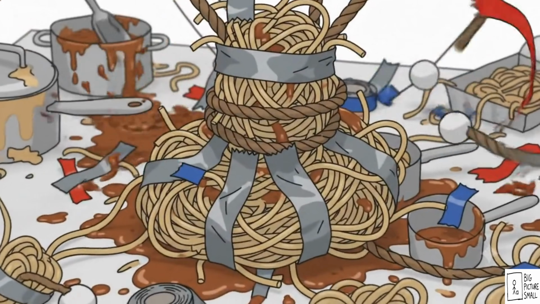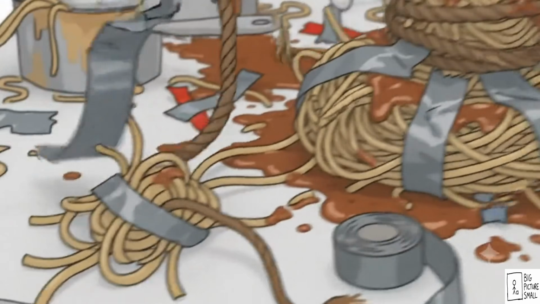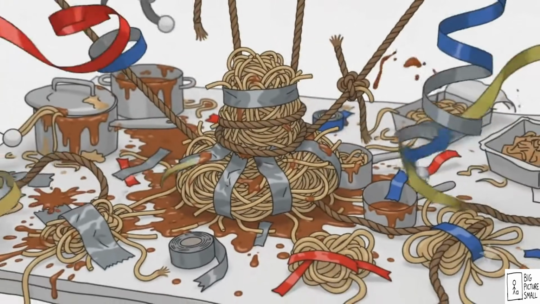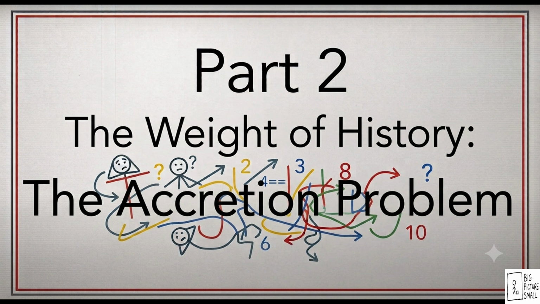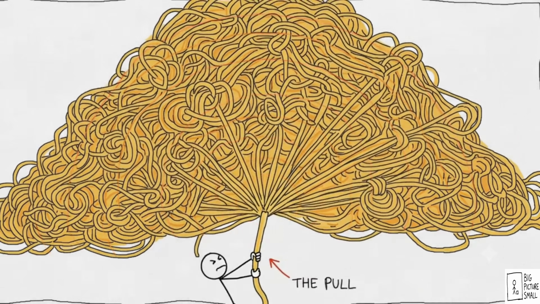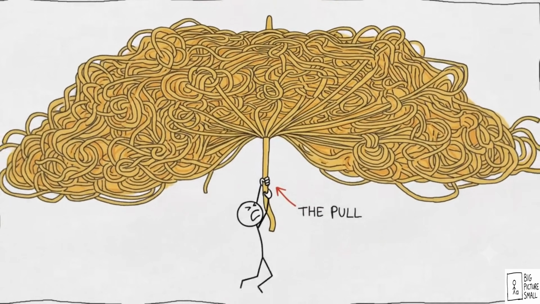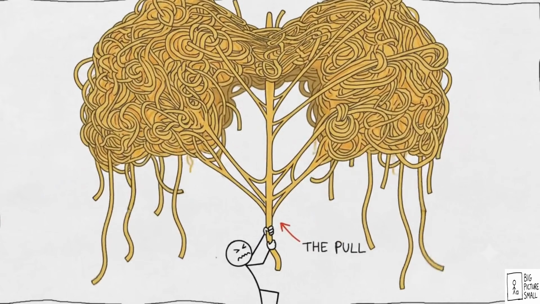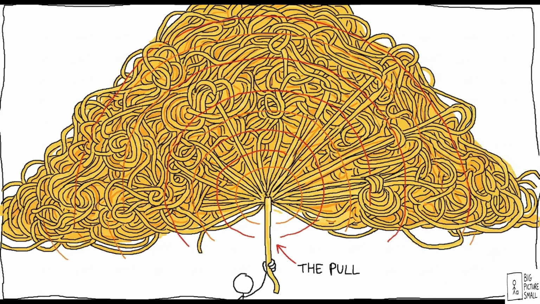They reach into that plate of noodles and tie a new piece of logic to an old, unrelated function, just to get the job done, just for now. The weight of history, the accretion problem. This is the birth of spaghetti code. As more shortcuts are taken, the connections between different parts of the system become increasingly tangled. Eventually, the code reaches a state where everything is dependent on everything else.